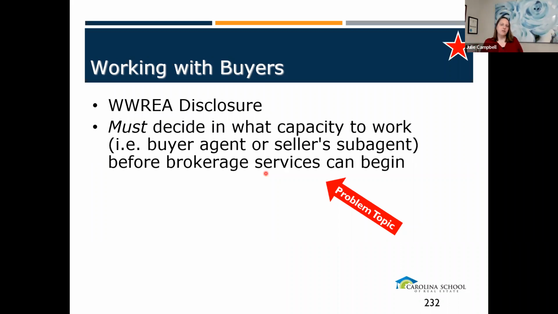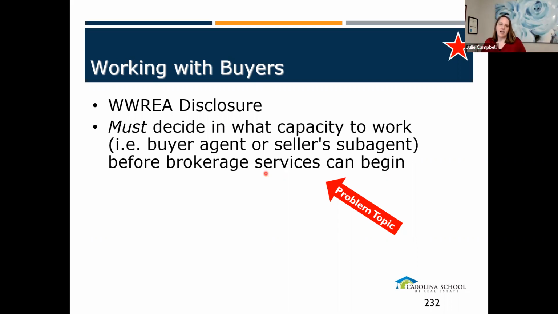Particularly with buyers, the Real Estate Commission says that once we do our working with real estate agent disclosure, at that time, we need to decide in what capacity we're going to work. I need to know now where in my plane I'm going to put you. Am I going to put you in first class, give you old car, be your buyer's agent, let you be my client? Or am I going to put you back in coach, give you honesty, fairness, and the disclosure of material fact, and let you be my customer?